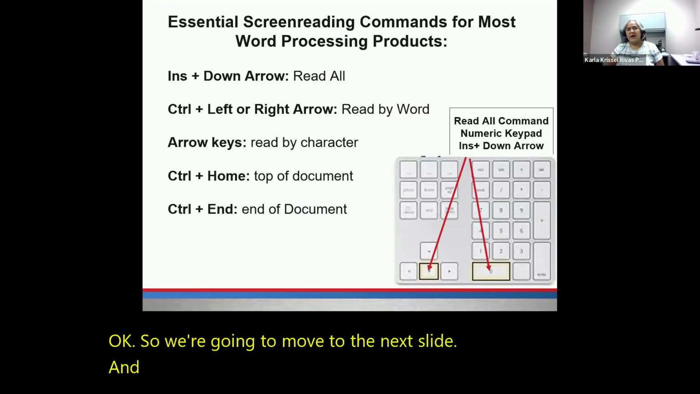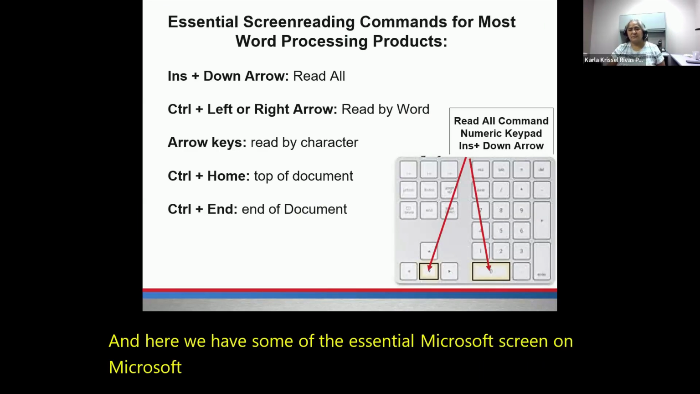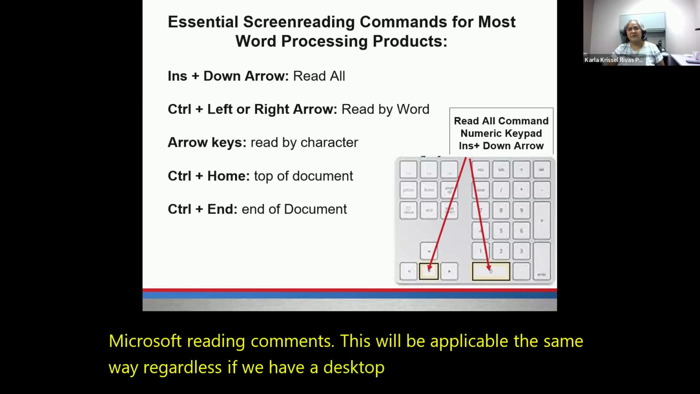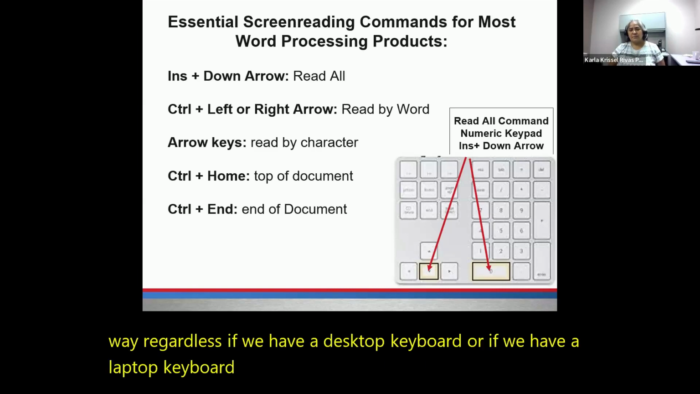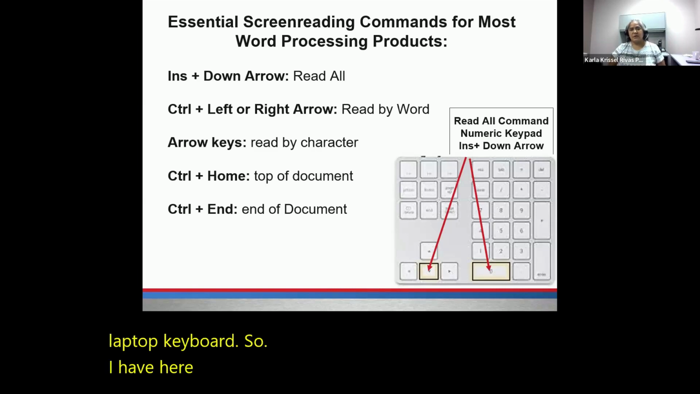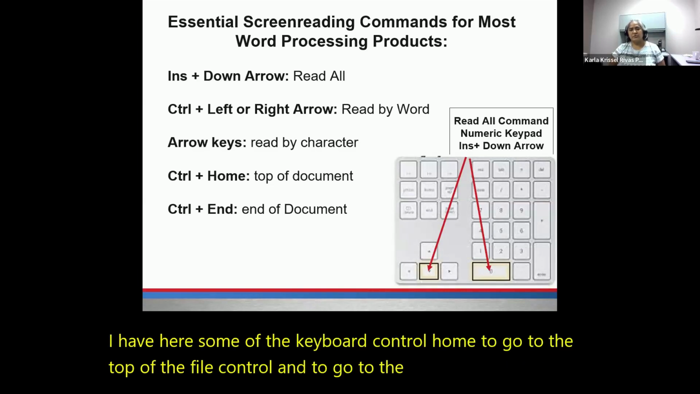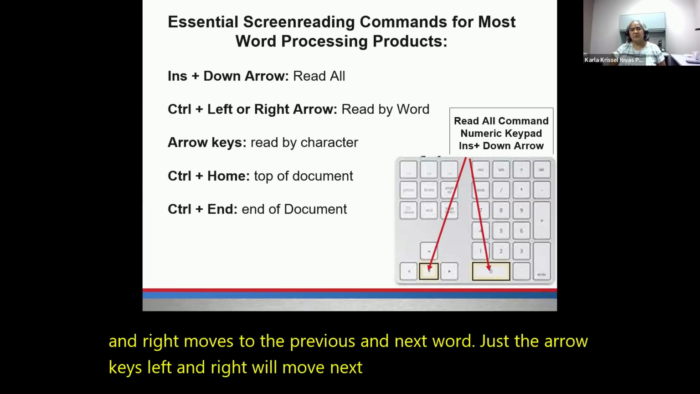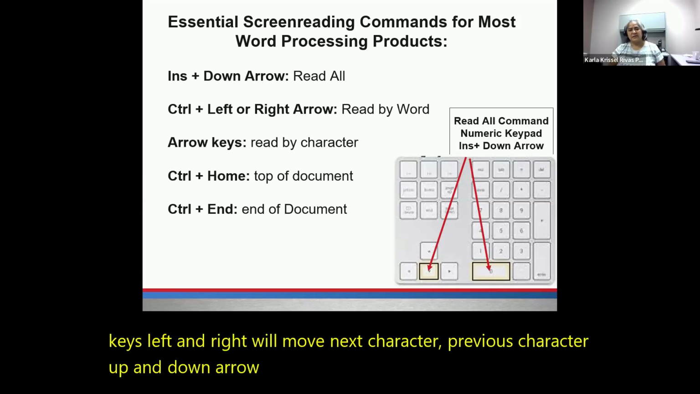And here we have some of the essential Microsoft reading commands. This will be applicable the same way, regardless of whether we have a desktop keyboard or a laptop keyboard. I have here some of the keyboard shortcuts: Control Home to go to the top of the file, Control End to go to the bottom, Control left and right moves to the previous and next word. Just the arrow keys, left and right, will move to the next character or previous character. Up and down arrow will go to the previous line and next line.